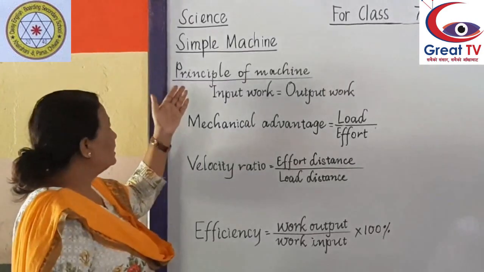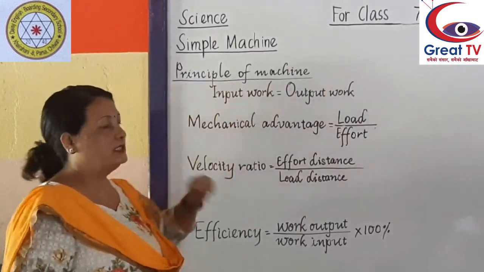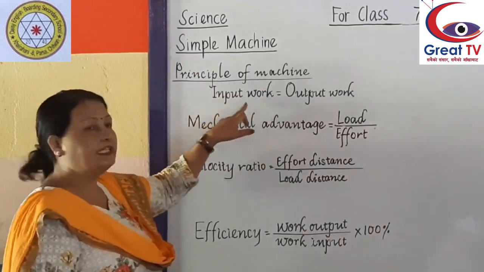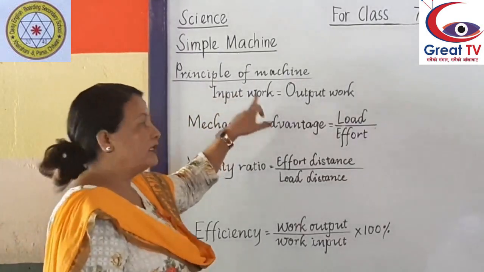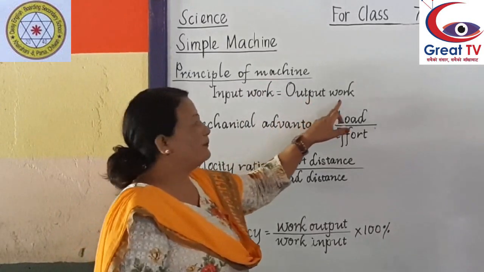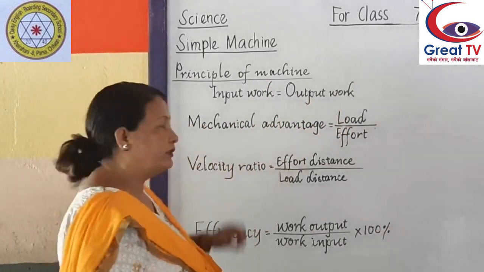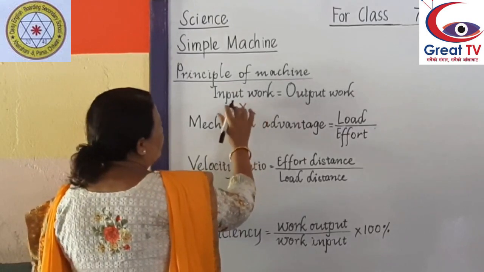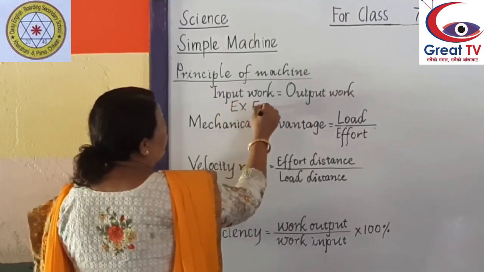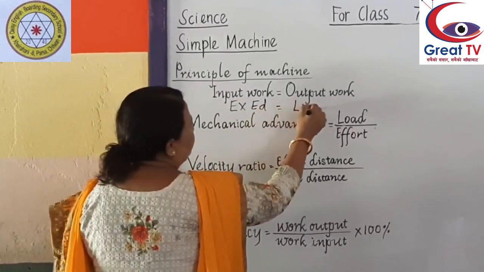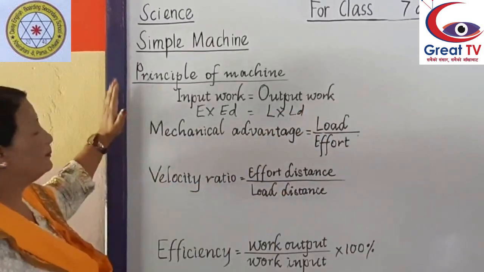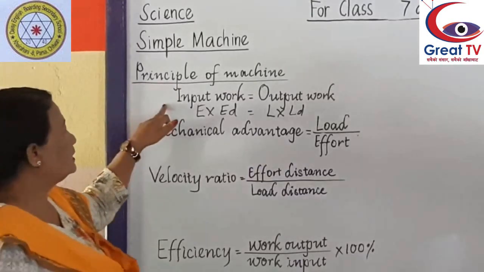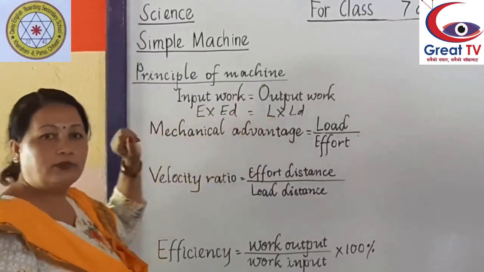Our next topic is the principle of a machine. The work done on a machine is called input work, and the work done by the machine is called output work. Input work is load times effort distance, and output work is load times load distance. In a perfect or ideal machine, input work is equal to output work.